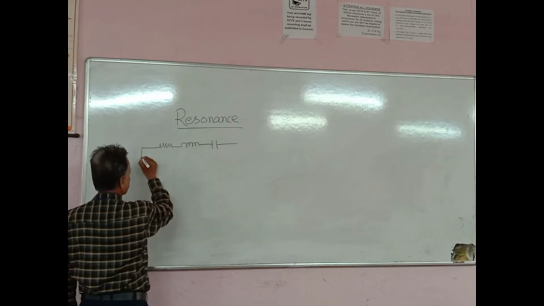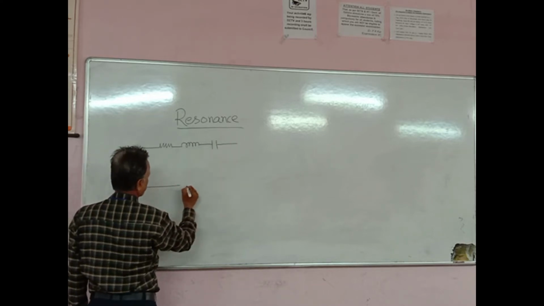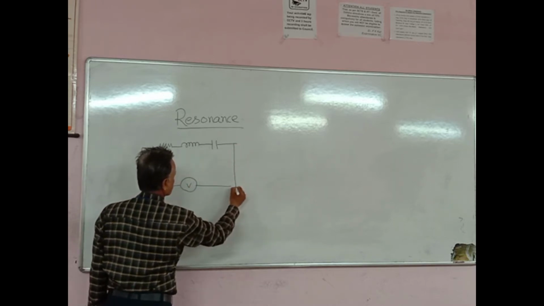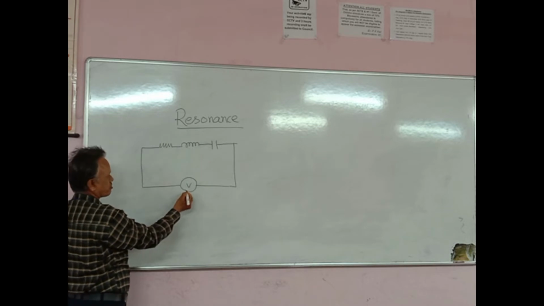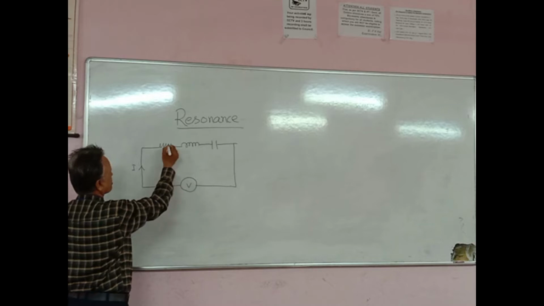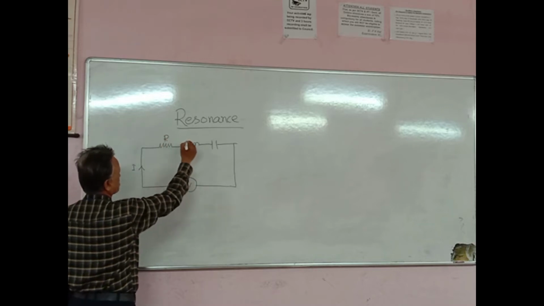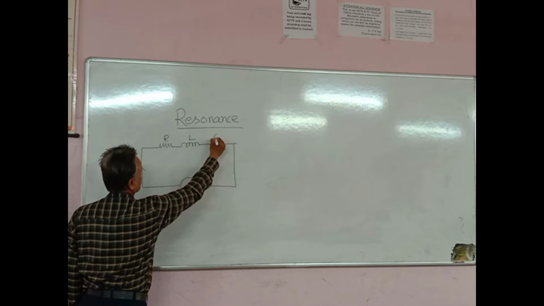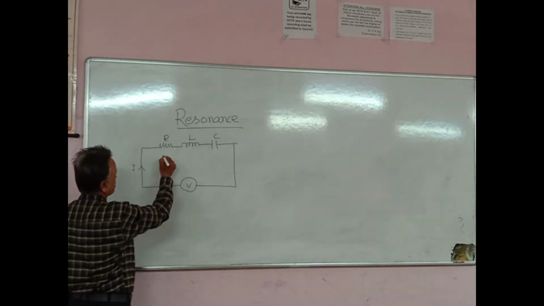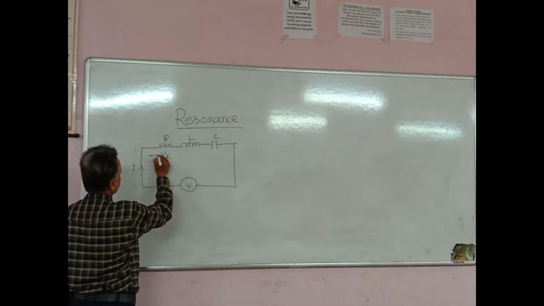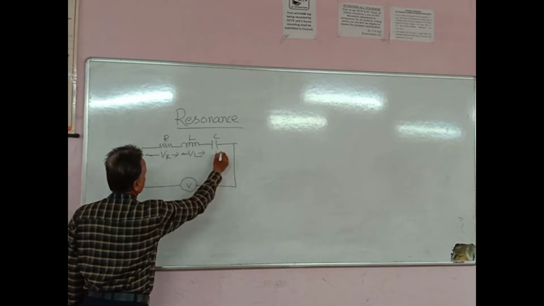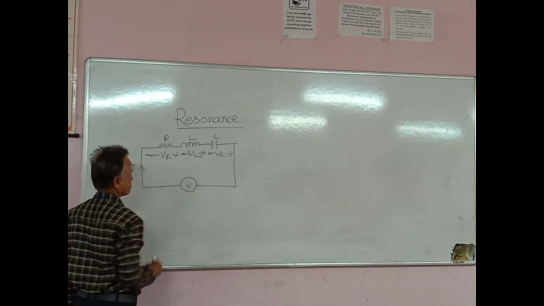So this combination is connected across an AC voltage, that is V. And due to this connection, suppose current I flows through this circuit. And it is your resistance, inductance, as well as capacitance. So automatically there will be a voltage drop of VL across inductance and across capacitance, that is VC.